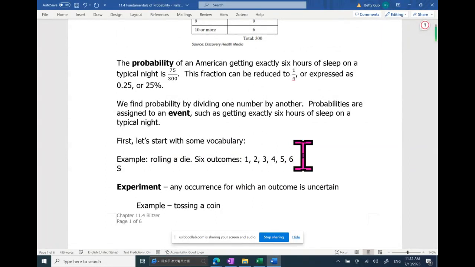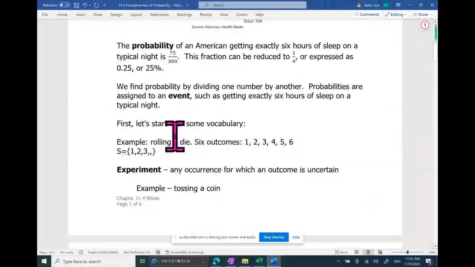So the sample space would be a set containing all the 6 possible outcomes. 1, 2, 3, 4, 5, 6, right? Sample space of this experiment. If we roll a die and observe the resulting number, and that is an experiment, and the sample space of that experiment is a set containing those 6 outcomes.